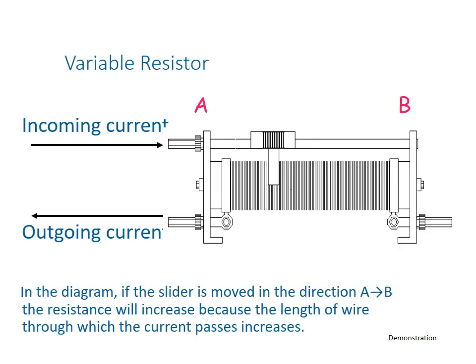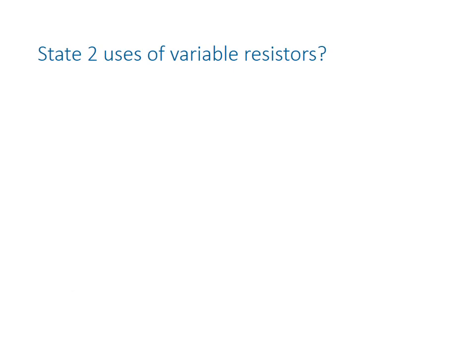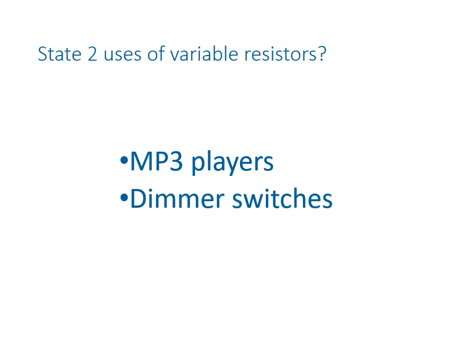So again, if we remind ourselves about a variable resistor, if we were to move the slider from A to B, what we're effectively doing is increasing the length of the wire. So we're increasing the resistance. State two uses of variable resistors. Well, we could have MP3 players and dimmer switches.